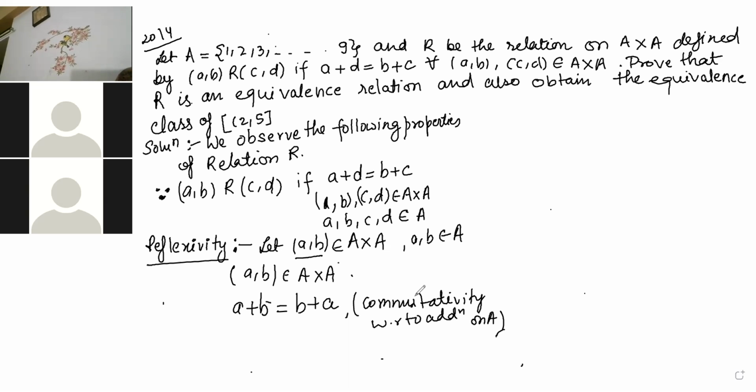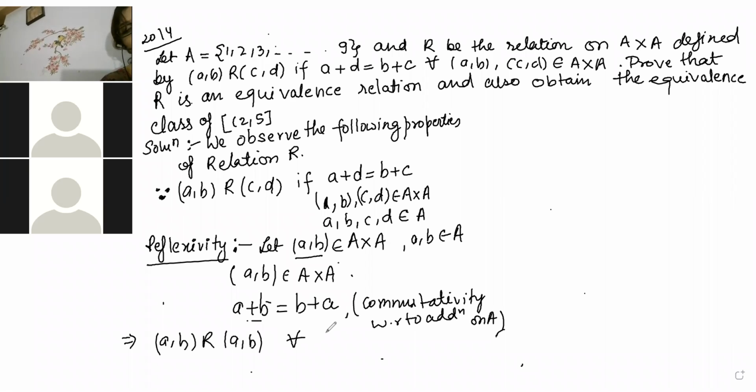So now commutativity with respect to A we have done. That means here A plus D, we are taking the last one. So here A plus B, B plus A. That means A plus B can be written as B plus A, beta, because of commutativity with respect to addition. And once this comes, what we understand here is that (a, b) is related to (a, b), for all (a, b) belonging to A cross A.